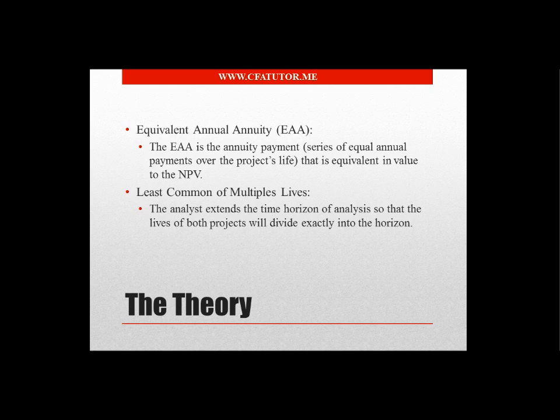The least common multiple of lives, on the other hand, extends the time horizon of analysis so that the lives of the projects will divide exactly into the horizon. So basically what will be done here is to have a common life. If there are two projects, one of 3 years life and one of 5 years life, the least common multiple in this case would be 15. So the 3-year project would be repeated 5 times and the 5-year project would be repeated 3 times.